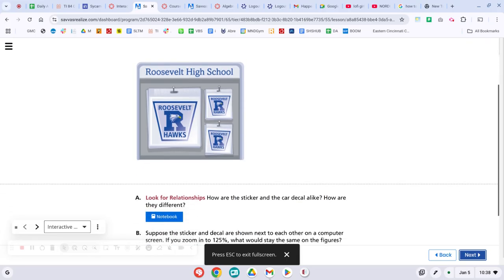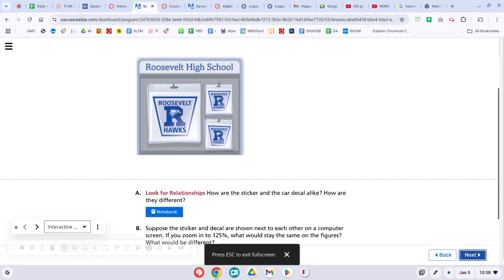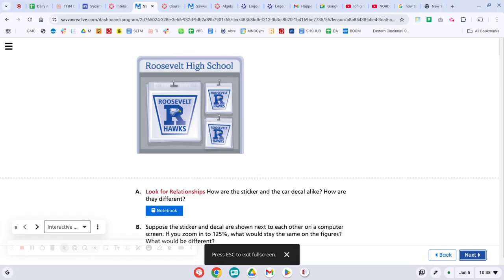What do they want us to do here? How are the sticker and the car? Okay, yeah, look. This would be a dilation. These little stickers are a dilation of the big one.